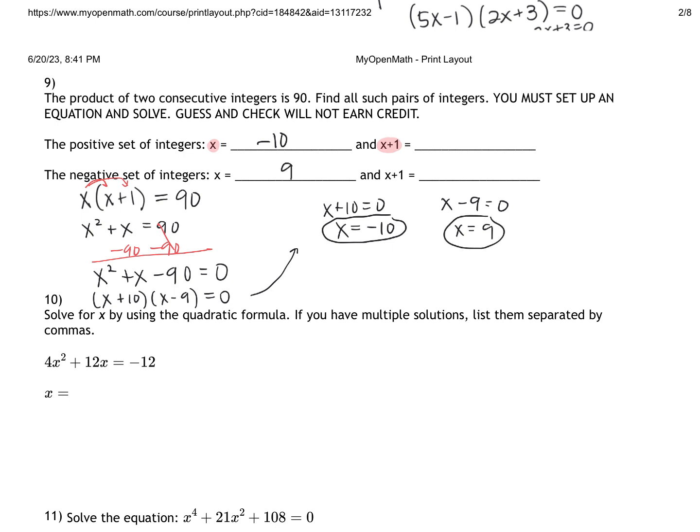So you put those in for x, and then you find x plus 1. So negative 10 plus 1 is negative 9. 9 plus 1 is 10. And notice that the product of each of those pairs is 90. So that's your answers for those.